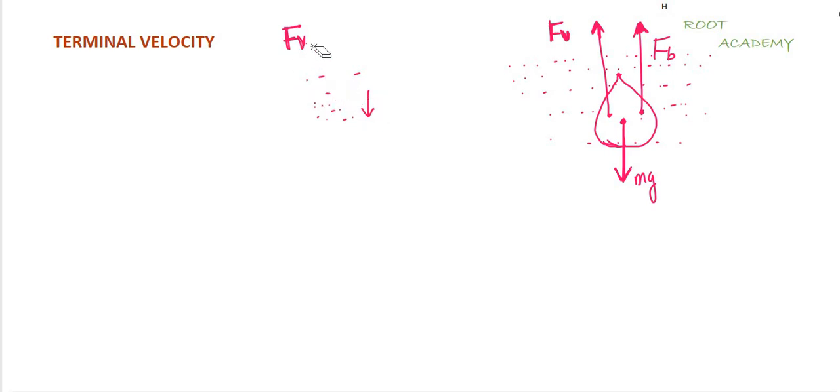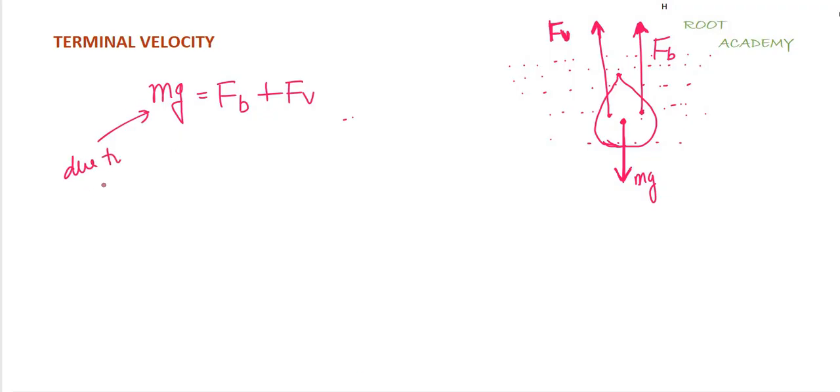So this ball will experience three forces. In the condition of equilibrium, these three forces will balance each other. So I can say mg will be equal to Fb plus Fv, where this force is due to gravity, this force is due to upthrust, and this force is due to viscosity. So using these three forces, we will calculate the terminal velocity.